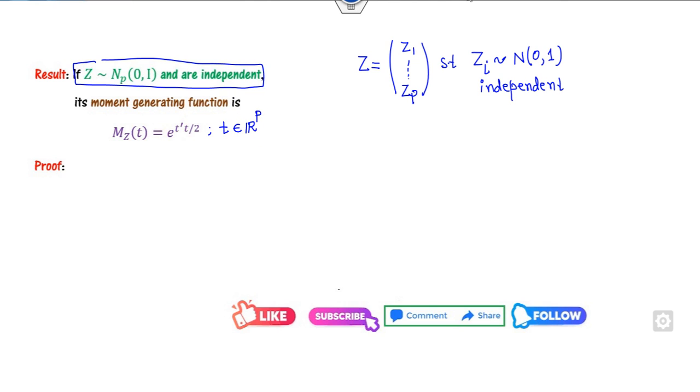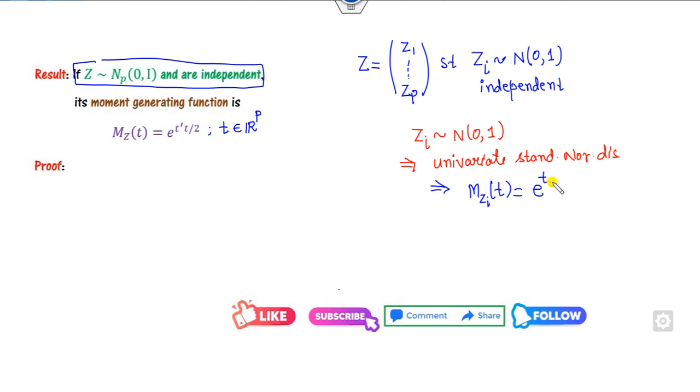The proof is very simple. You can see from here what is the meaning of this case. Normal distribution 0, 1 means it's a univariate standard normal distribution. Once it's univariate, then we all know the moment generating function of this, that is e raised to the power ti square divided by 2 corresponding to each i. Then they are independent. What is the property of independence? I can take the product and hence prove this result.